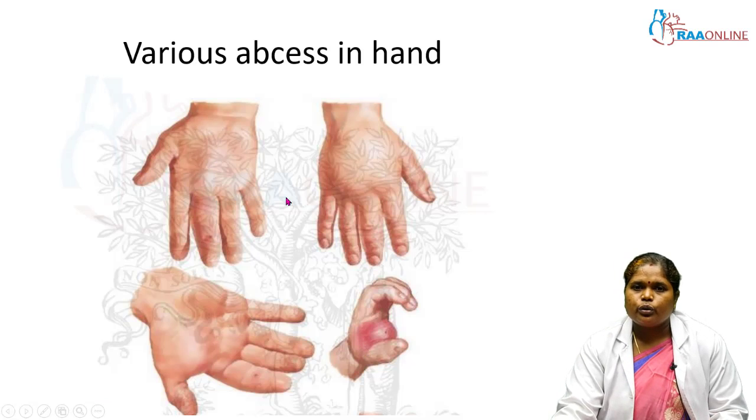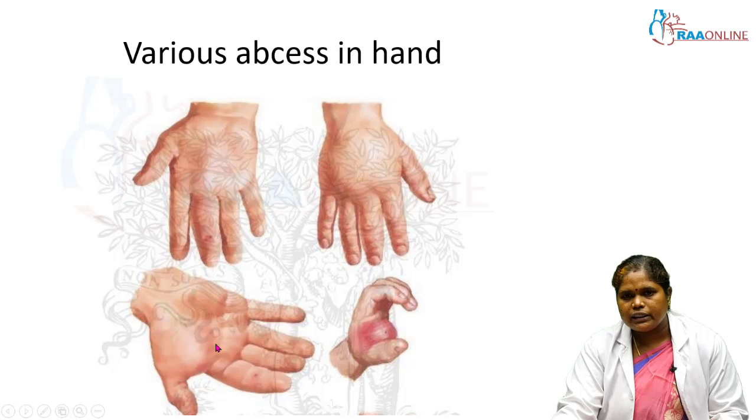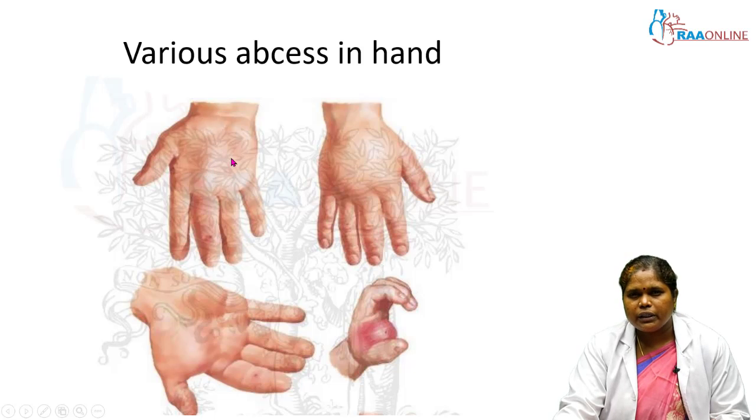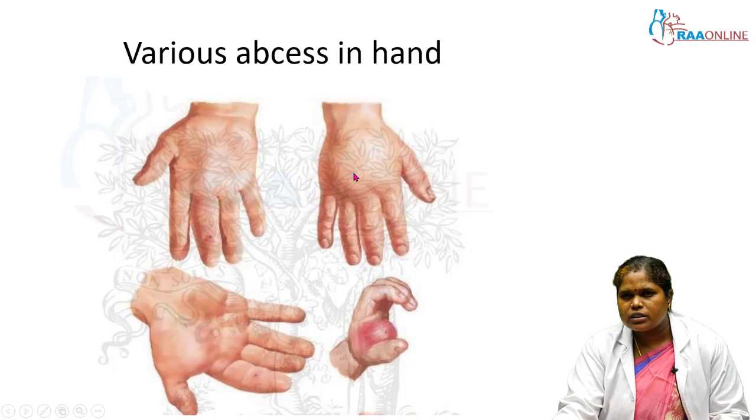Here again you can see the various abscesses in the hand. See here, this is the thenar abscess, where we see swelling on the lateral aspect. Here, this is the mid-palmar abscess, where we can see the swelling in the middle of the palm. And this is the dorsal subcutaneous space swelling. So this is a dorsal subcutaneous abscess. Here again you can see pus in the adductor space.